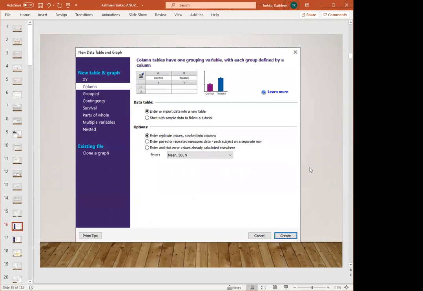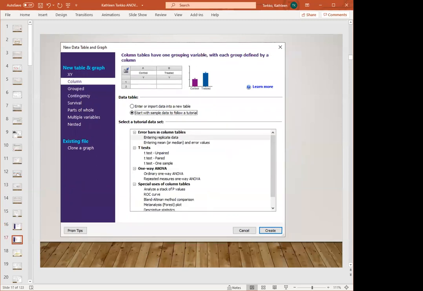So when you open up Prism, you start with this pop-up that shows that the first thing you have to do is decide which table you're going to use for your data analysis. I know that column is where I'm going to do my one-way ANOVA, and I'm going to start entering the data. I'll hit create. But if you're a little worried, like, well, I'm not sure, is it the XY, the grouped, or which one do I use for the one-way ANOVA?